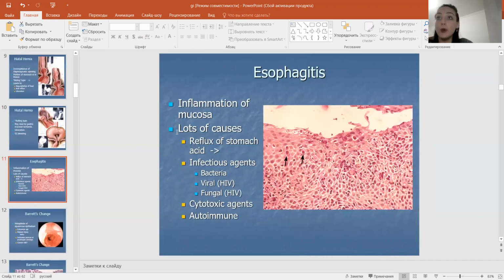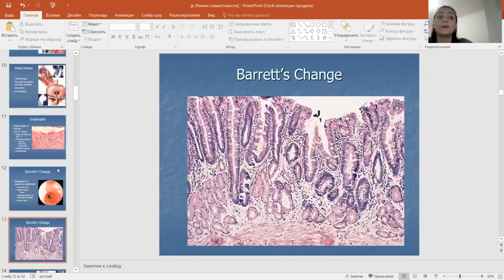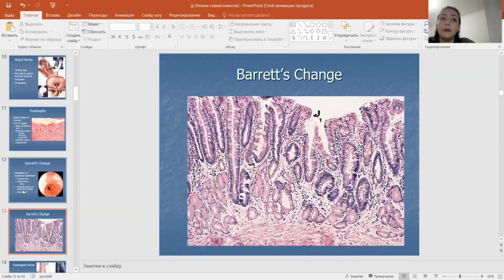Esophagitis, inflammation of the mucosa, has lots of causes: reflux of stomach acid, infectious agents like bacteria, viral, fungal, and various changes. It is a condition in which normal squamous epithelium is replaced by columnar epithelium. Metaplasia of squamous epithelium with columnar epithelium. You can see microscopically how squamous cells are replaced by columnar cells.